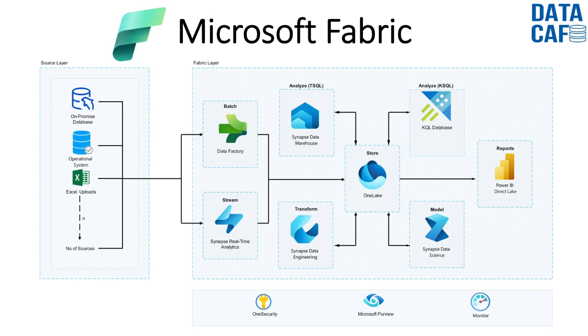Then at the end, you can see we have the reporting layer. In Microsoft Fabric, we use Power BI. You know Power BI is the world's leading business intelligence platform. It ensures that business owners can access all the data in Fabric quickly and intuitively, and make better decisions with data.